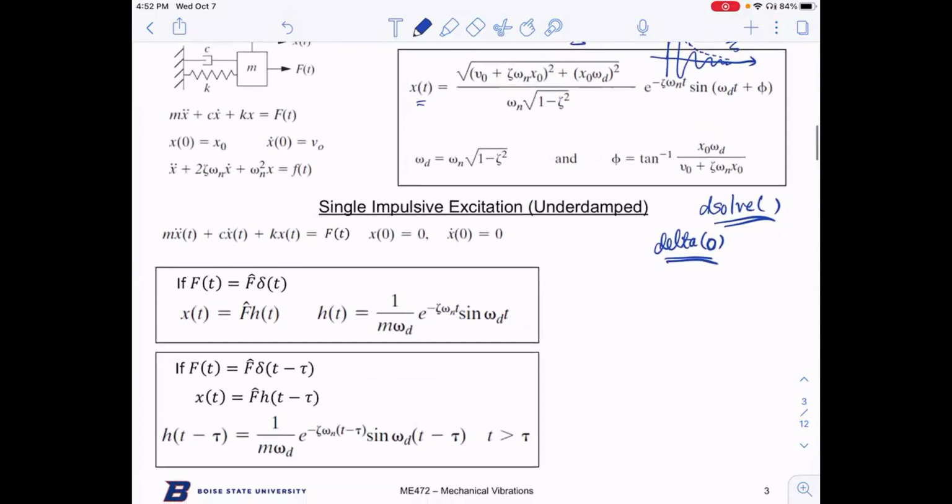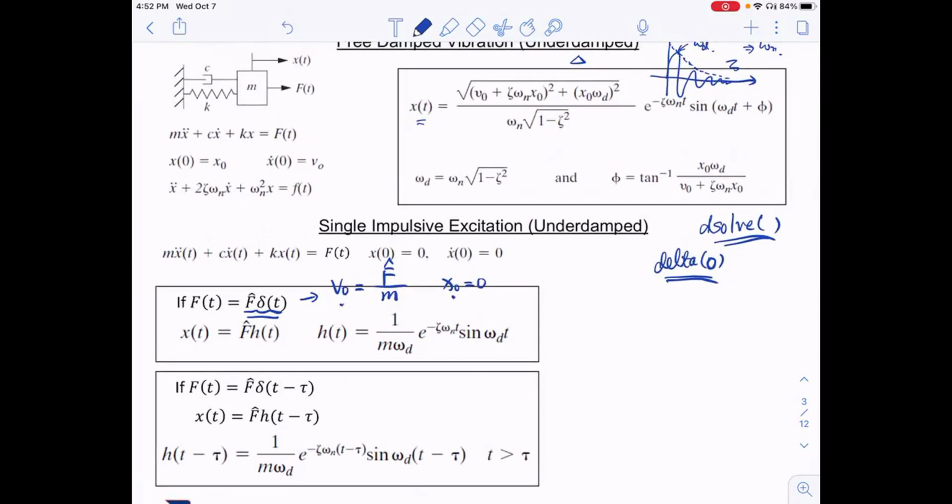So for free vibration, if we have an impulse that is f hat over delta t, according to the impulse momentum theorem, that gives us the initial velocity, right? The initial velocity is just f hat over m. But it will never give us an initial position. So your initial position is 0. So you can plug this initial velocity and initial position back into the free damped condition.